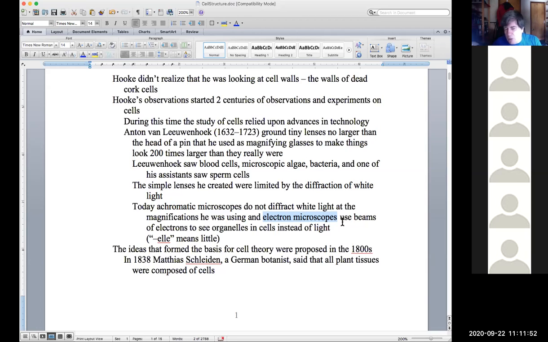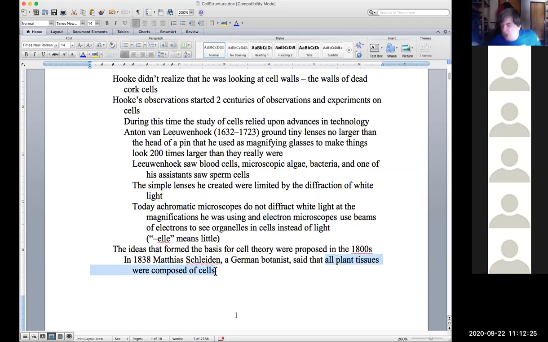So Hooke did his work in 1653. Leeuwenhoek worked towards the end of the 1600s and the early 1700s. But people continued looking at living organisms really for another 100 years or so. And finally, in 1838, a German botanist named Matthias Schleiden proposed that all plant tissues were made of cells.